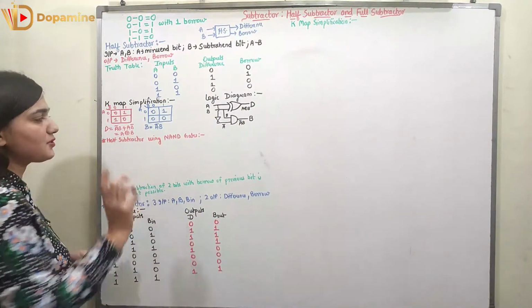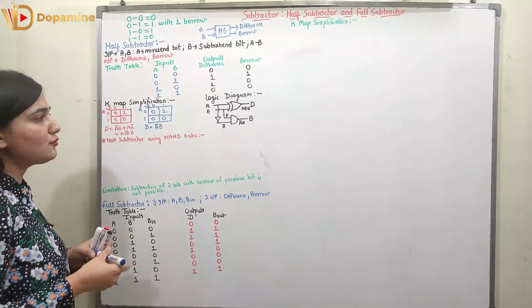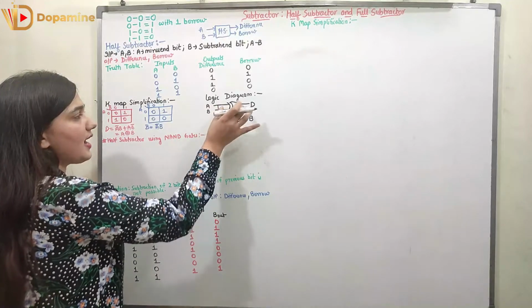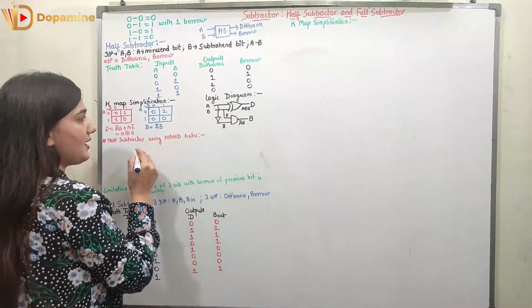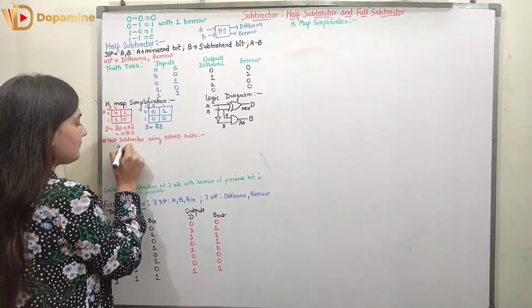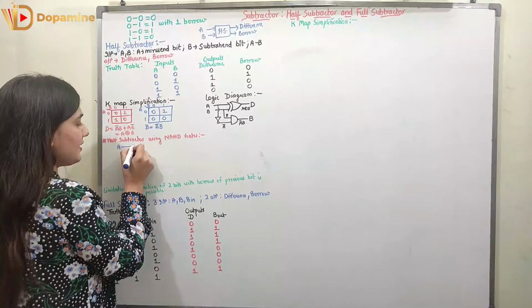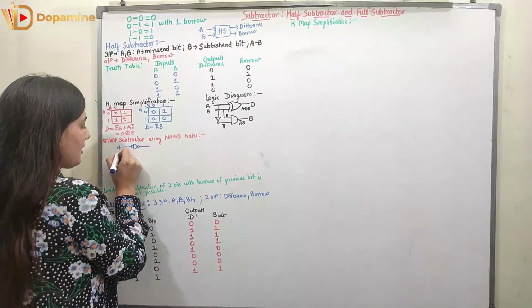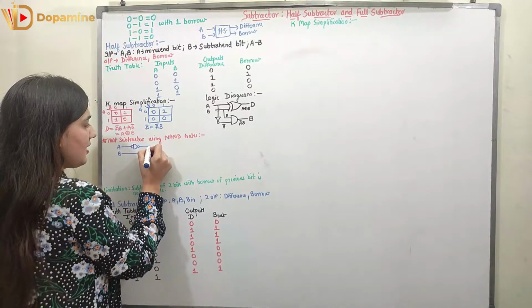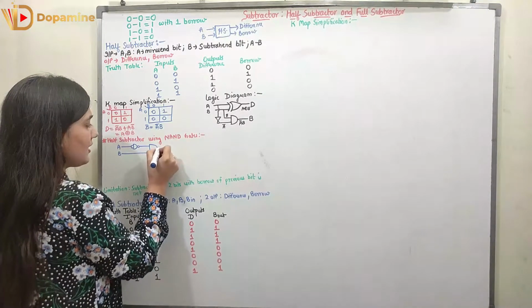Coming to the half subtractor using NAND gates. Using the NAND gates also I can make a half subtractor. So here you can see I have to first make an XOR gate, and for the XOR gate you can see I require A bar, I require B. B is sent over here and it is sent to the NAND gate.